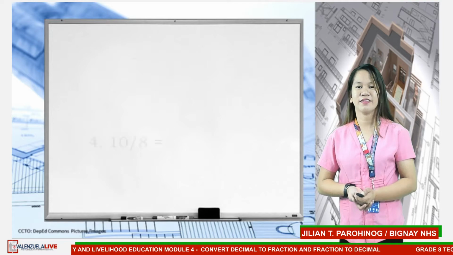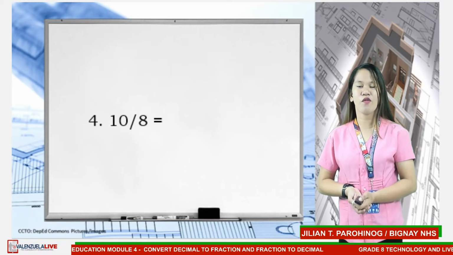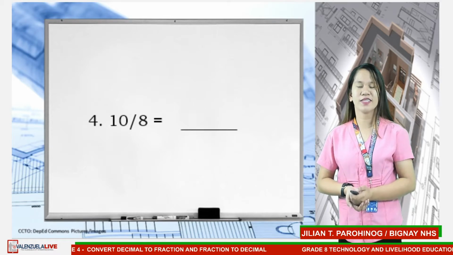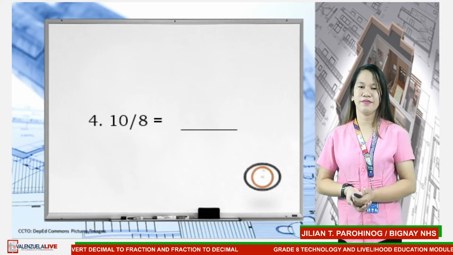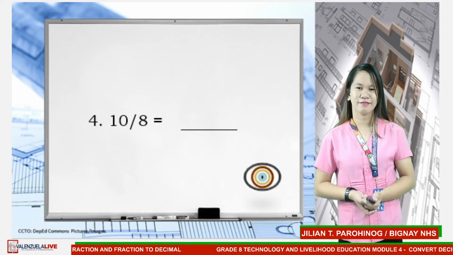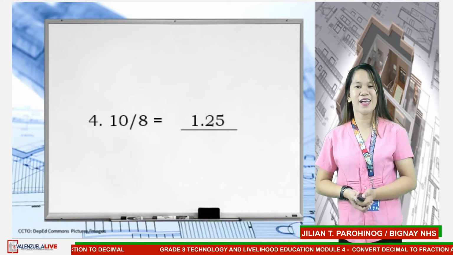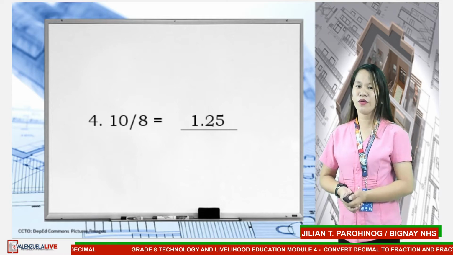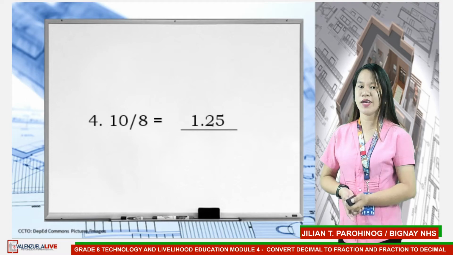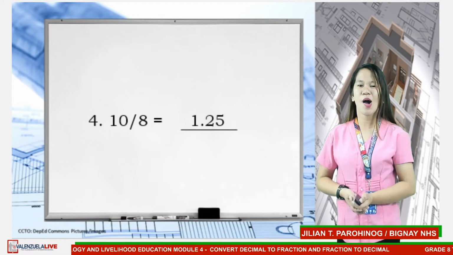Great. And for number 4, we have 10 over 8 is equal to what? Your timer starts now. Time's up. The correct answer is 1.25. Because once we actually divide 10 by 8, the answer will be 1.25. Awesome!